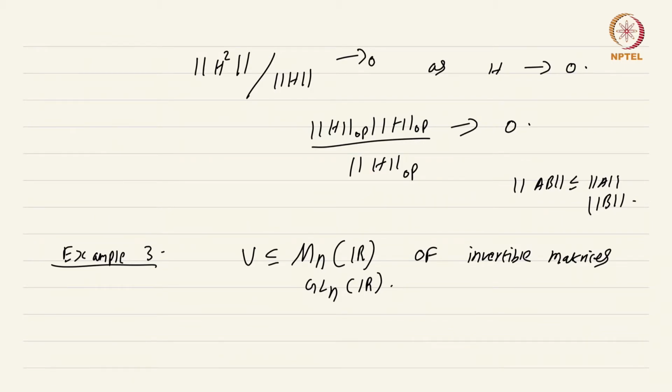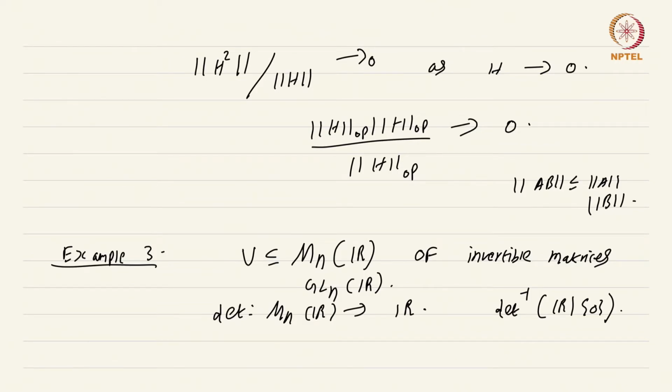There are several ways to see that this is actually going to be an open set. One way is to consider the map determinant from M_n(R) to R. This determinant map is certainly a continuous map because it's a polynomial in the various entries of the matrix, and therefore determinant is continuous, and GL_n(R) is just determinant inverse of R minus 0. R minus 0 is an open set in R. The inverse image of an open set is open, so this will show that GL_n(R) is an open set.